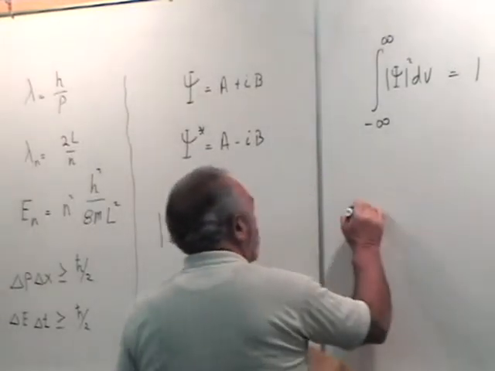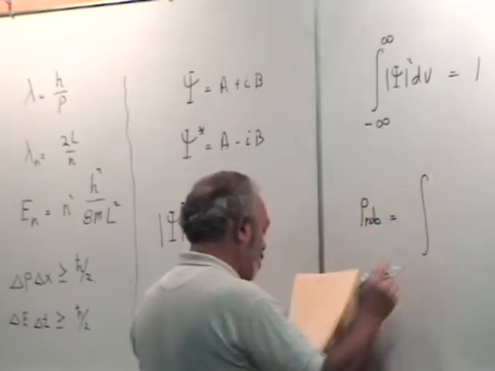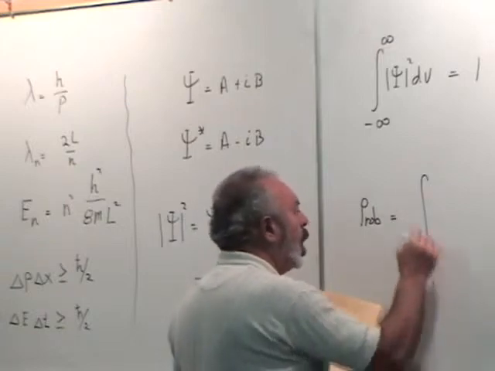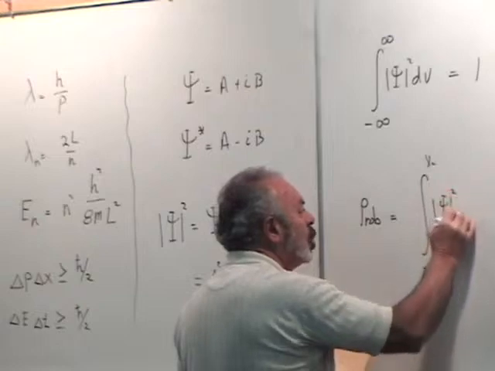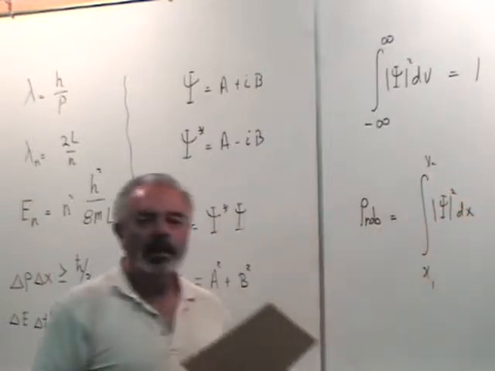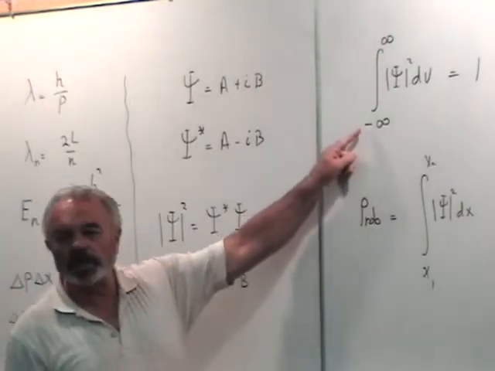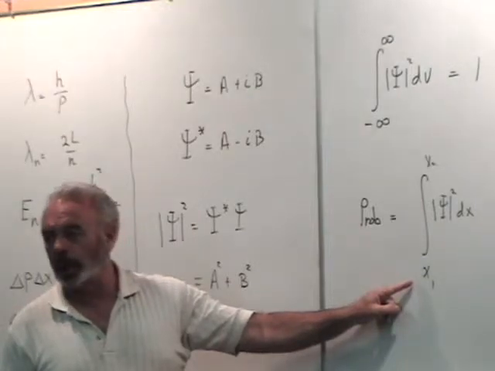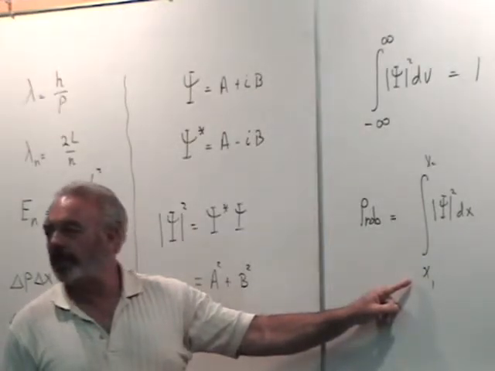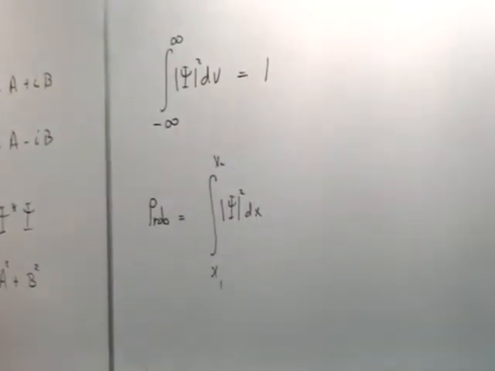And of course, the probability could be described as the integral from x1 to x2 of psi squared dx. That's the probability of finding the particle between these two limits. If instead of searching all logical space, you just search some little corner of space, then you discover that the probability of finding the particle between these limits is easily calculated once the wave function has been normalized.